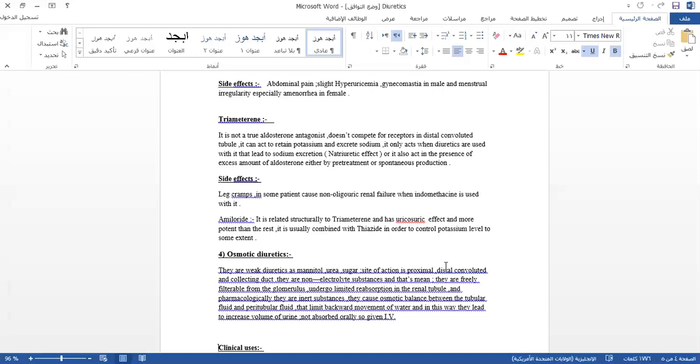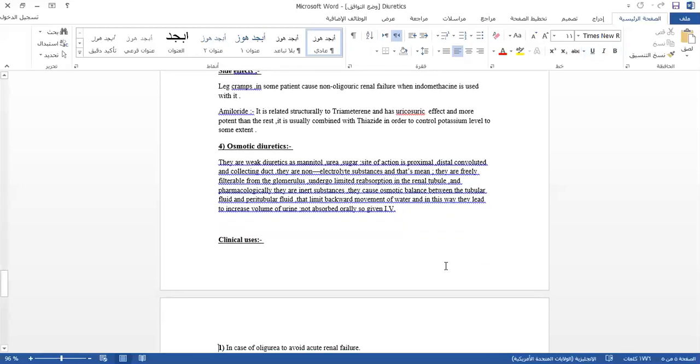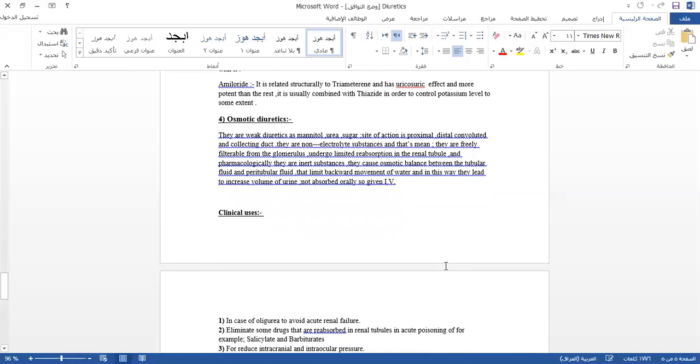Pharmacologically, these substances increase only what? The osmotic pressure inside the tubular fluid more than the peritubular fluid or renal interstitial fluid, leading to backward movement of water from them, and leading to what? An increased volume of urine by this mechanism. It is not absorbed orally, and is given intravenously in high doses from 50 to 200 milligrams, indicated in case of oliguria to avoid acute renal failure.